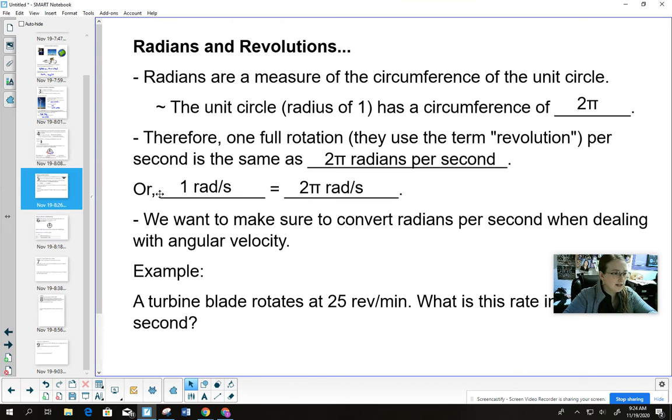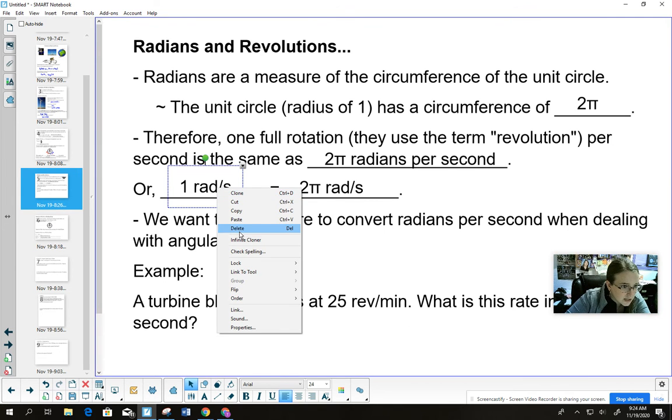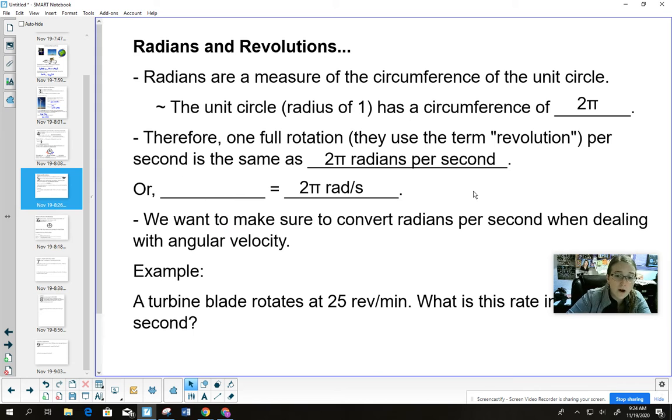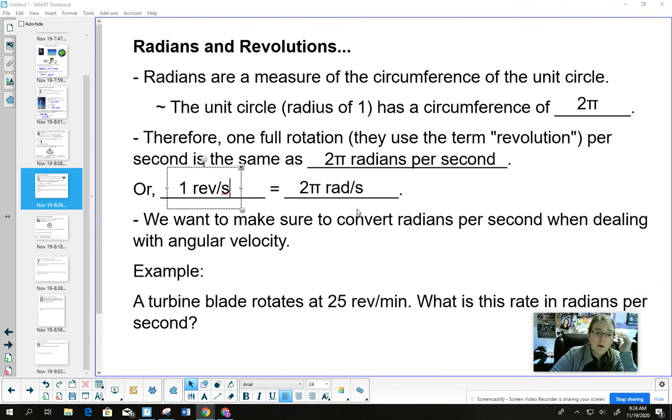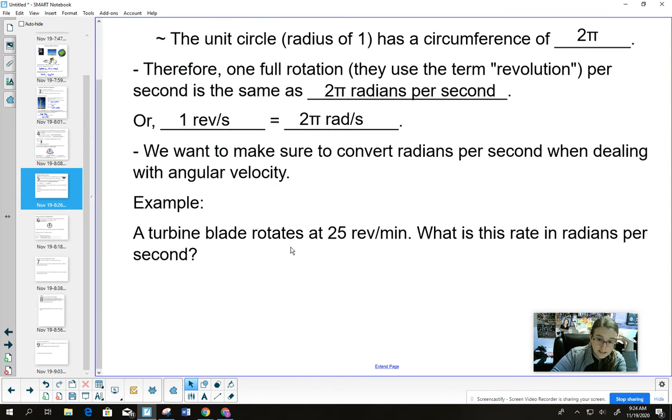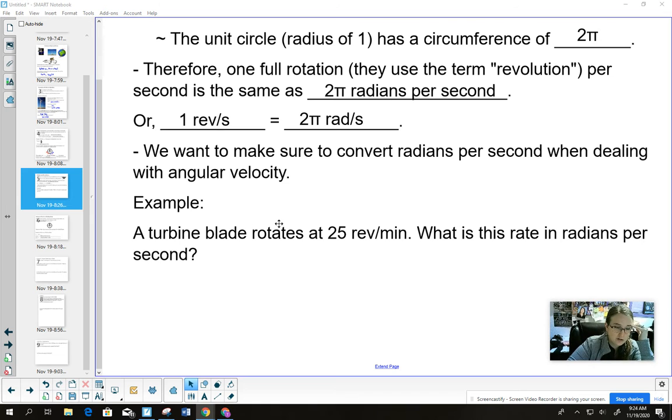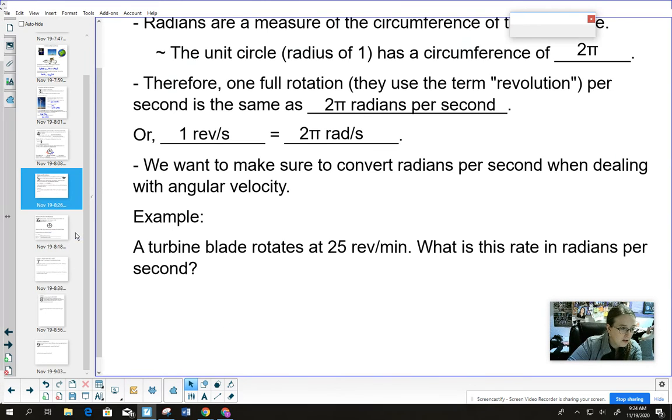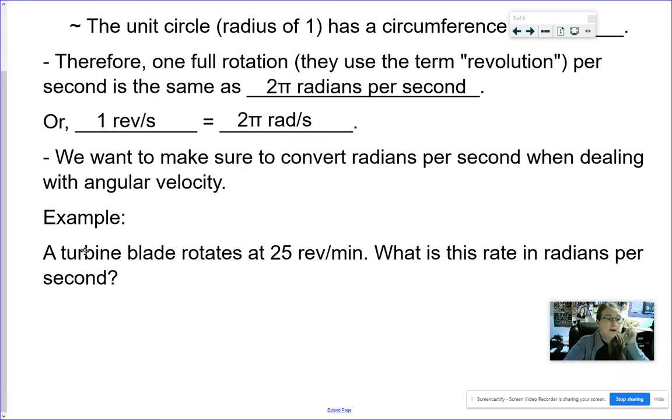I'm sorry, this should say 1 revolution per second. So 1 revolution per second equals 2 pi radians per second. Once again, a full rotation is 2 pi. So we want to make sure we're converting to radians per second when we're dealing with angular velocity, because that's how it's measured.